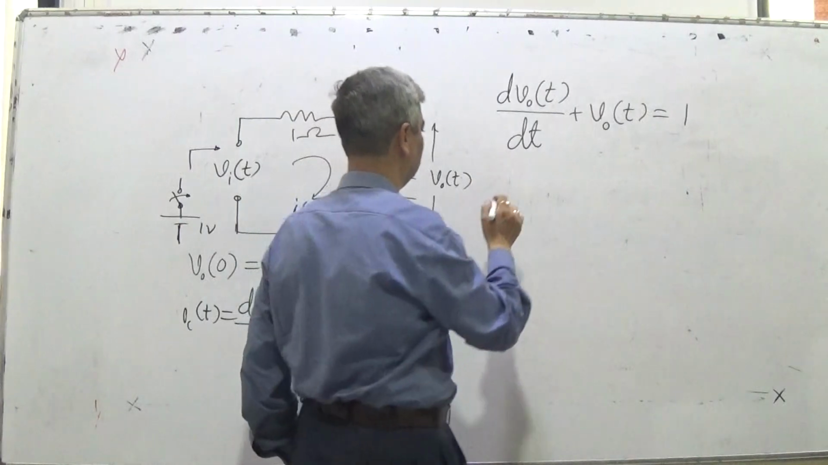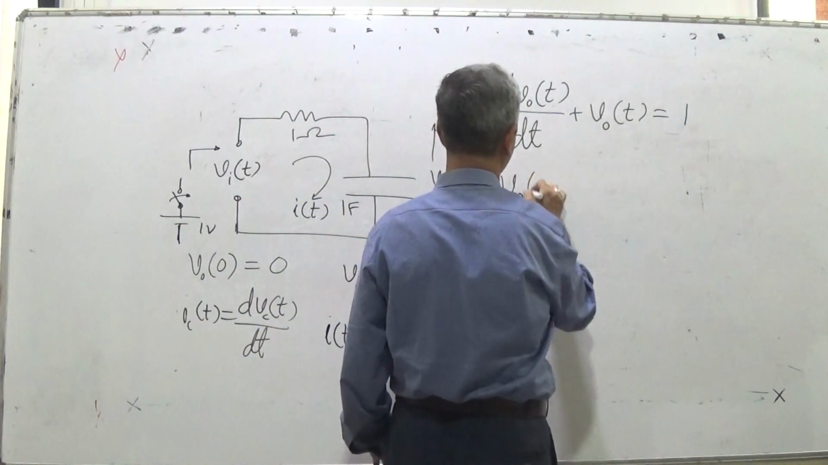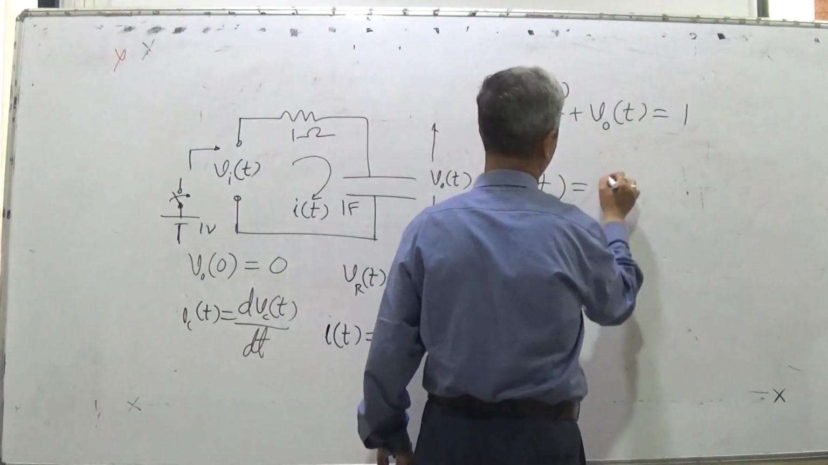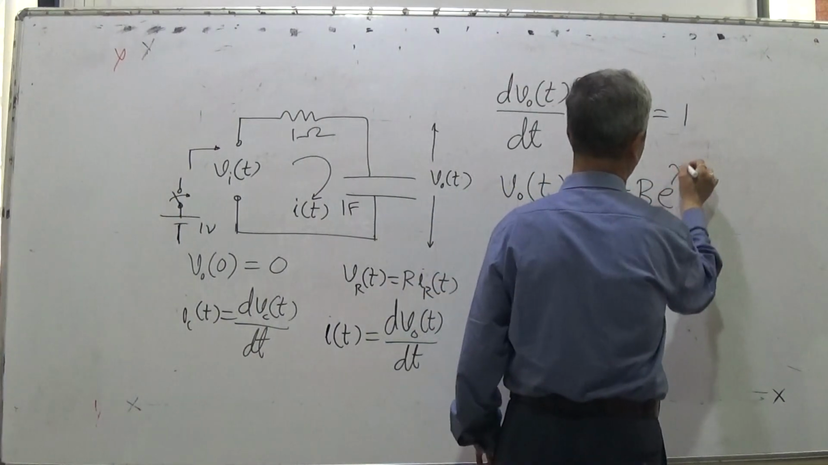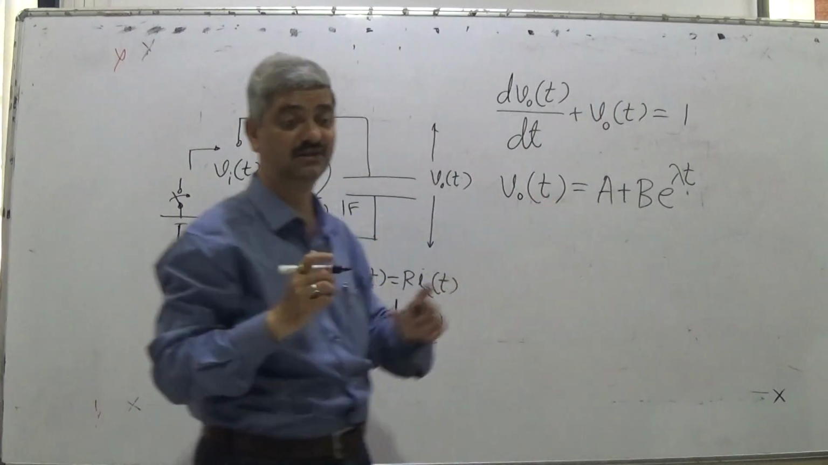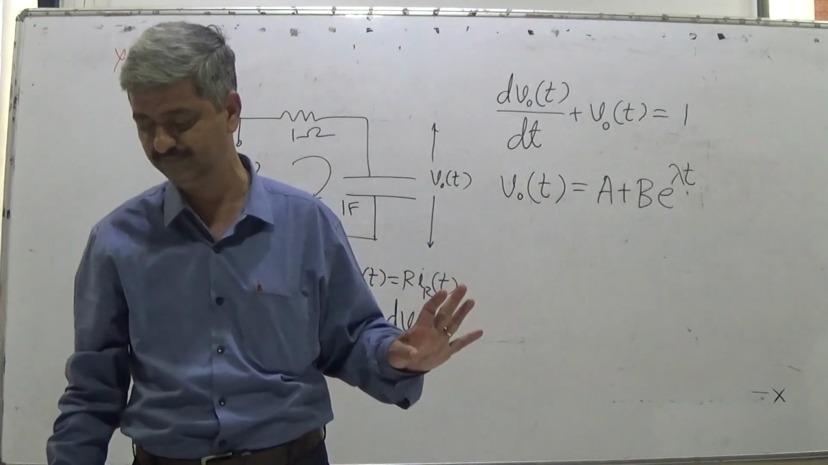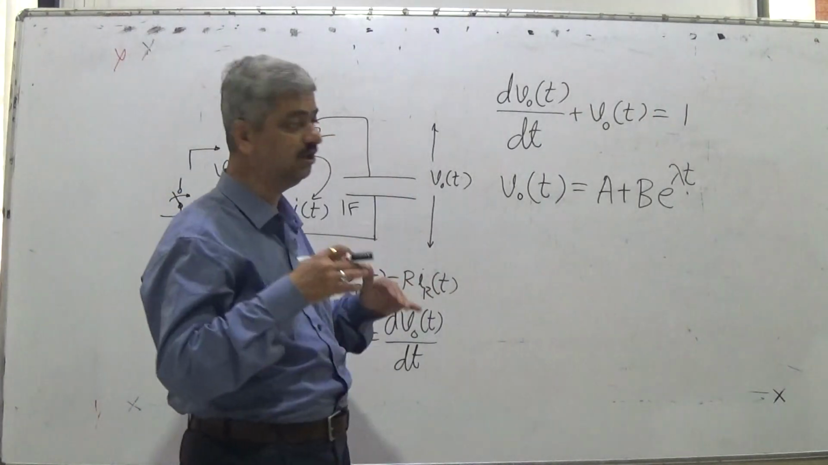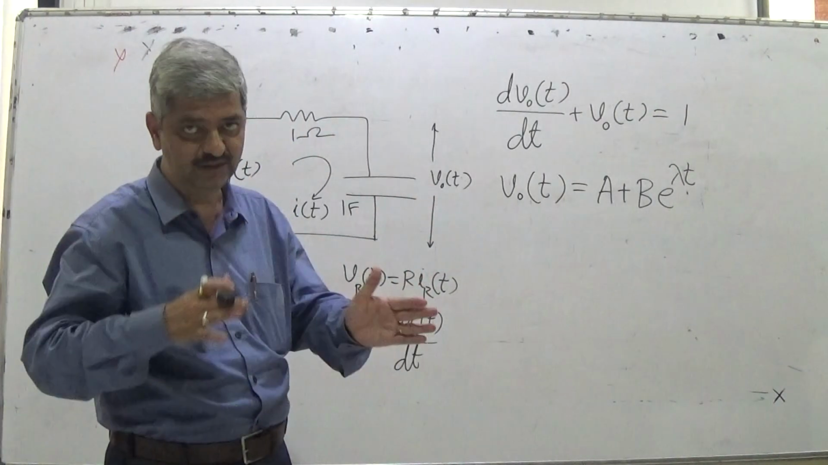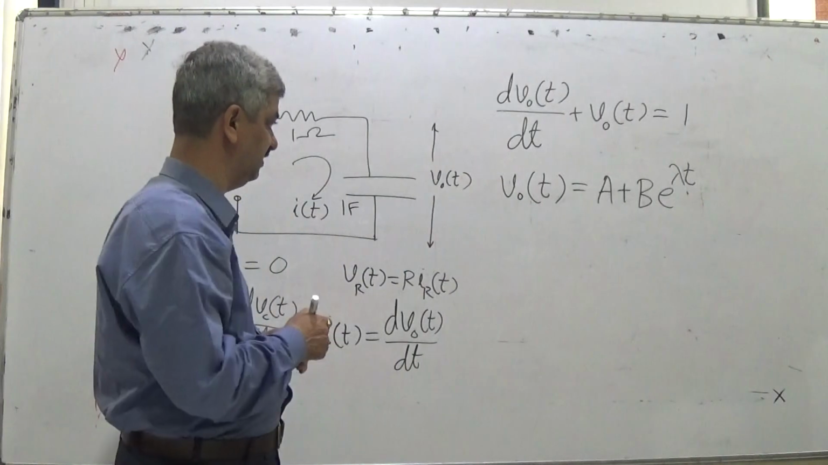And for that, it always has an answer: A plus B e raised to lambda t. This we have solved last time. So there is no need to solve it slowly. We can just proceed with it.